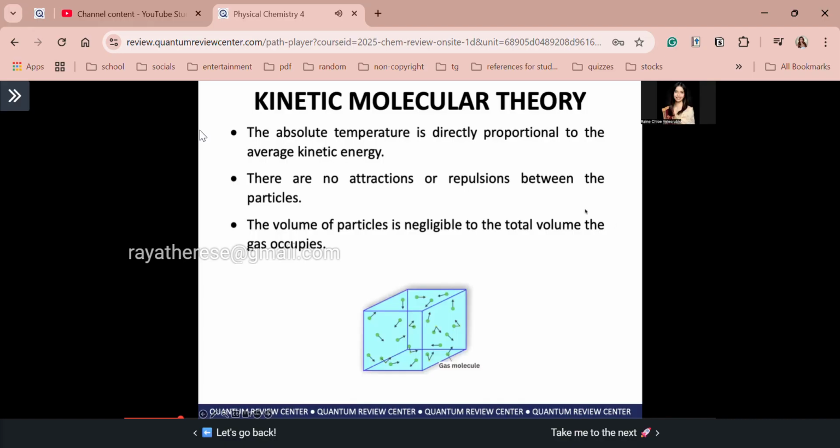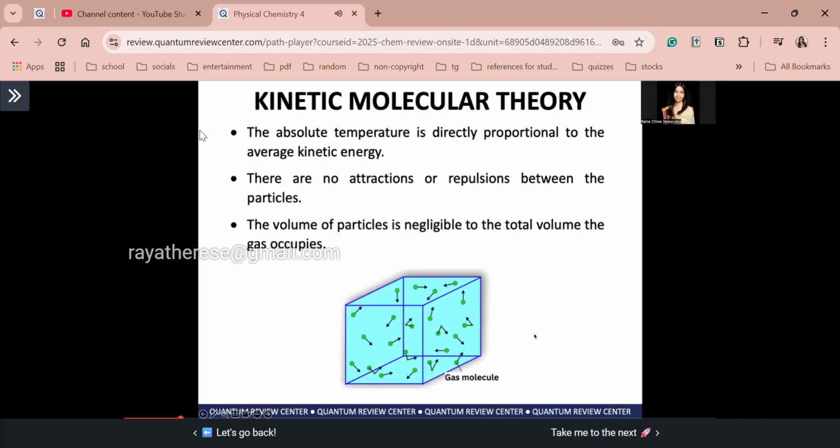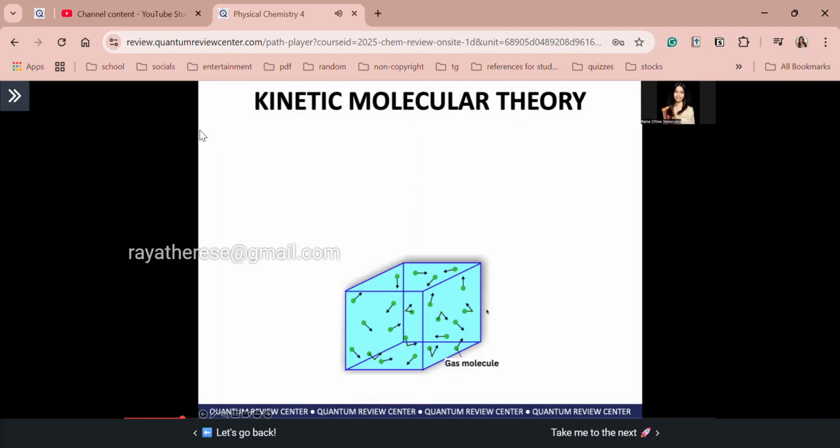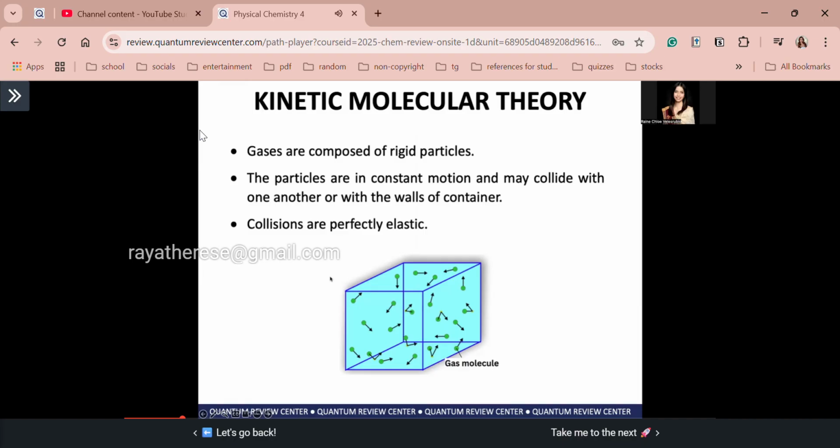So here we see the interactions of gas molecules. They move in random motion and they have no attractions or repulsions between the particles. Next, gases are composed of rigid particles. So that is also a postulate of the kinetic molecular theory. It states that gas particles cannot deform. They cannot change shape as they move or collide. We treat them as hard, solid spheres.